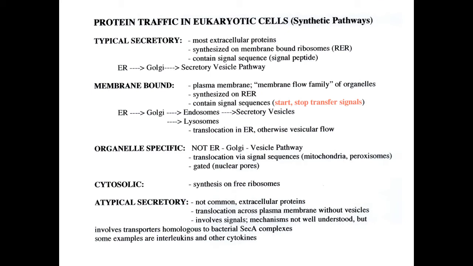Obviously, cytosolic proteins in eukaryotic cells are synthesized on free polyribosomes, and there are some rare atypical types of secretion that can account for how some extracellular proteins in eukaryotes might get outside the cell. This might involve translocation directly across the plasma membrane, so there's no vesicle movement. The signal mechanisms are not very well understood, but probably involve transporters that are homologous to the bacterial SecA complexes that we alluded to. Things like interleukins and cytokines might actually get excreted this way.